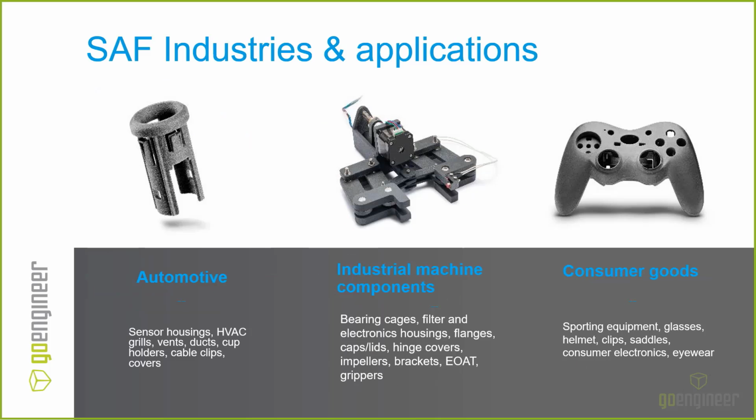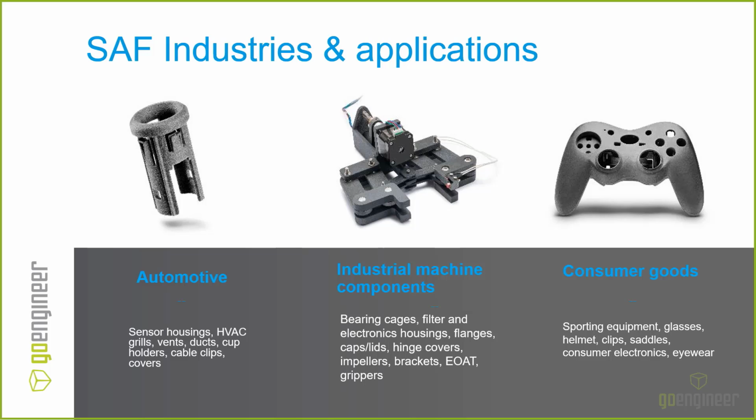So SAF industries and applications: automotive, it's already being used in that space. Industrial machine components, like bearing cages, filters, electronic housing, flanges, end-of-arm tooling, and then consumer goods. What's fantastic about these parts is they can be subjected to a whole host of different finishing solutions, from chemical smoothing to painting, dyeing, and all at the same time being able to produce some pretty challenging and difficult geometries.